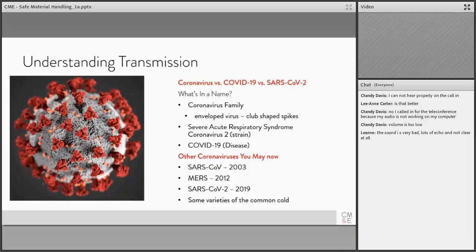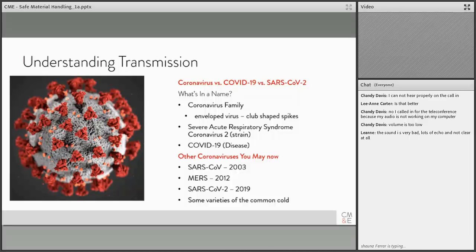So coronavirus versus COVID-19 versus SARS-CoV-2, what is it? What's in the name? The coronavirus family is a family of enveloped viruses, a number of different structures within that family, but they all have those club-shaped spikes that you see in all the pictures, including the big scary one beside the wording here. Additionally, there is a lipid layer, a fatty sheath around all of the viruses, and that'll be important when we start talking about the different types of disinfectants and what the disinfectants do.